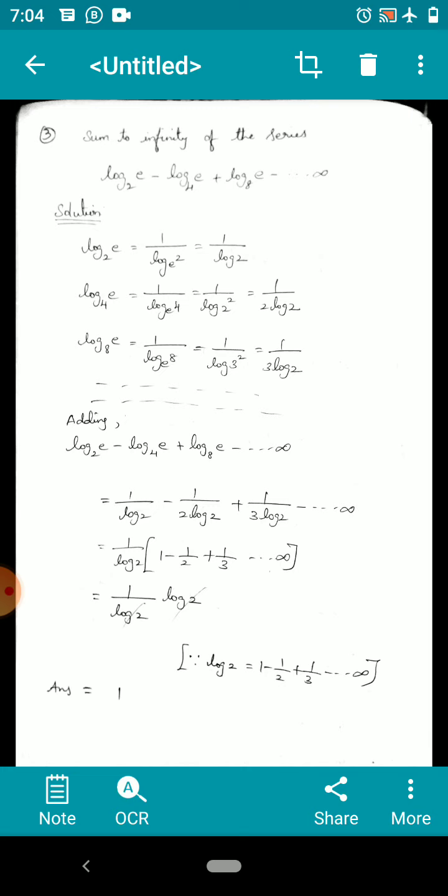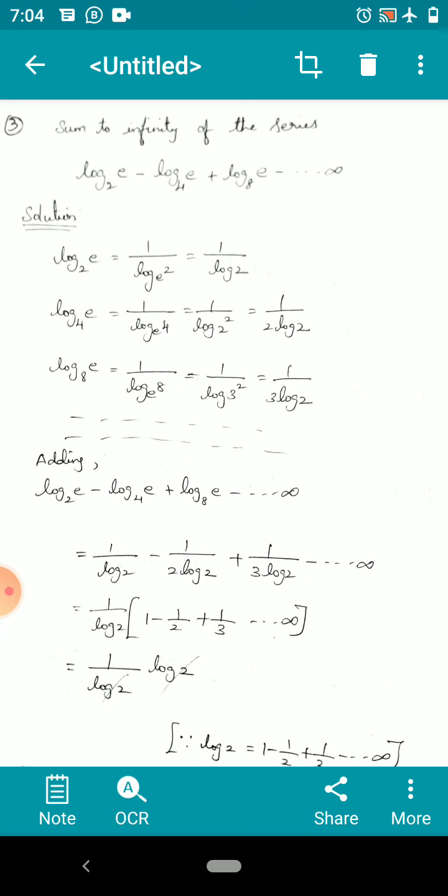So here we are going to find the sum of the series. Log to infinity can be written as 1 by log e power 2. So this is 1 by log 2, and likewise log e power 4 is written as 1 by log e^4, that is 2 squared, that is 2 log 2.